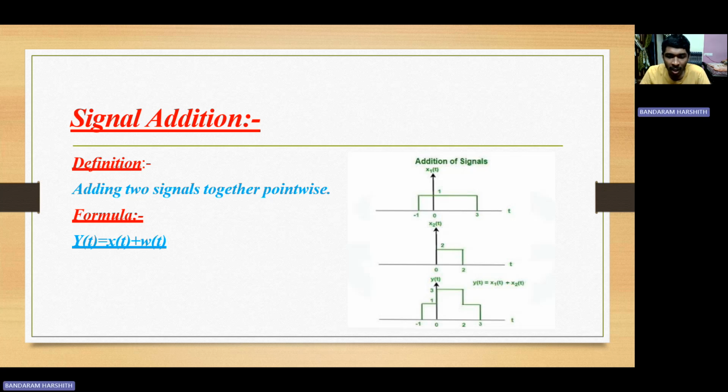For x1 of t, -1 to 0 is an interval. Now let's take x2 of t for -1 to 0, the value is 0. And for x1 of t, -1 to 0, the value is 1. On adding both signals for -1 to 0, we get a value of 1.